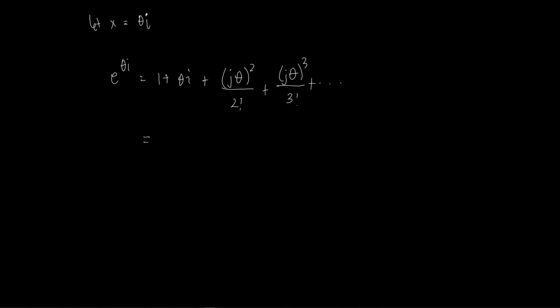Then, kung atong i-evaluate further, mahimo na siya 1 plus i theta. Kani siya mahimo na siya og negative, diba? Mahimo siya og negative. So, negative theta squared over 2 factorial.